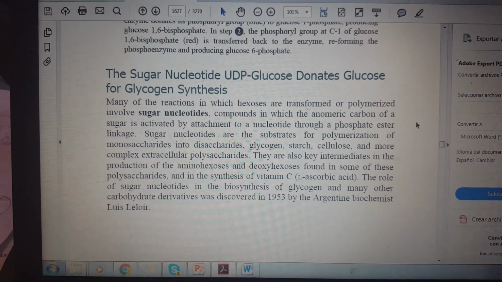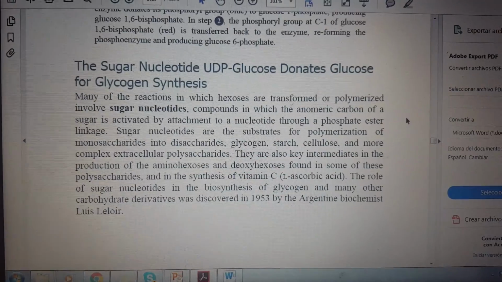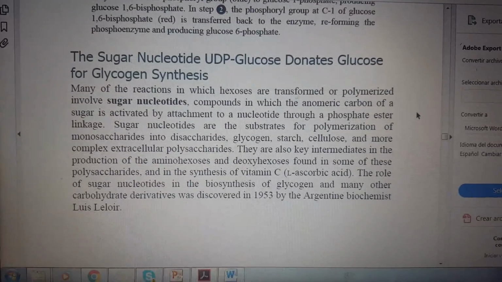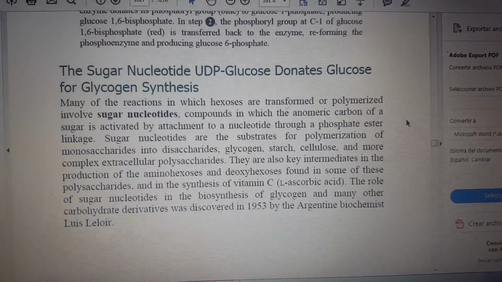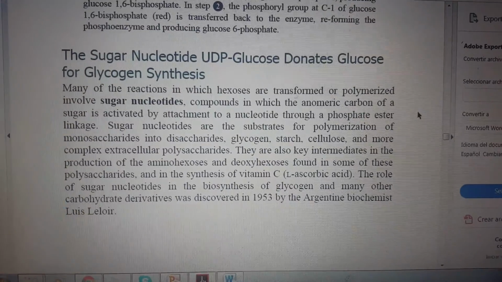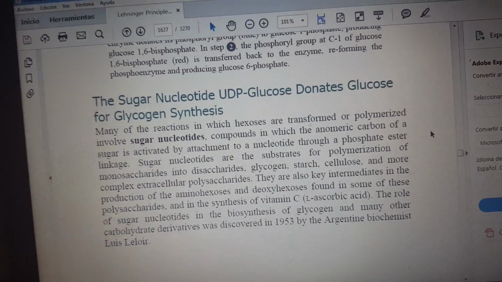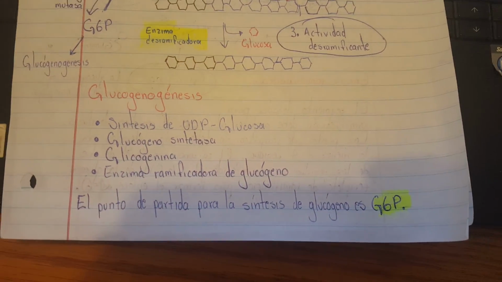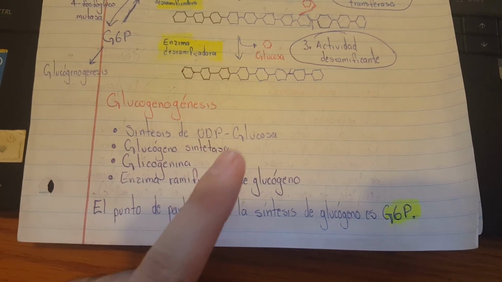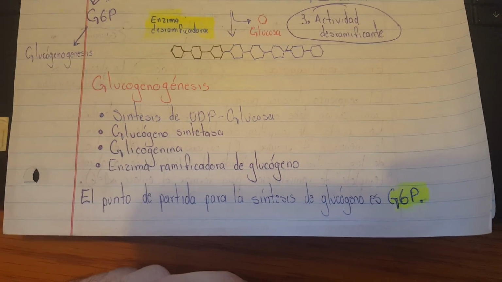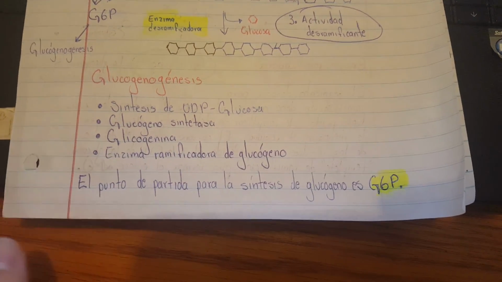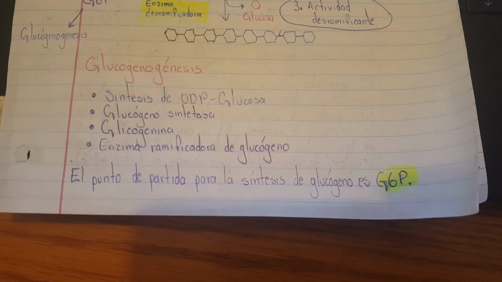Hello guys again. So we have discussed glycogenolysis. Now we have to discuss glycogenesis, that is the reverse process, the formation of glycogen. So what are we going to need to form glycogen? Basically we have four important molecules. The first one is UDP glucose, then glycogen synthase, glycogenin, and the branching enzyme. These are the four essential molecules to form the glycogen.